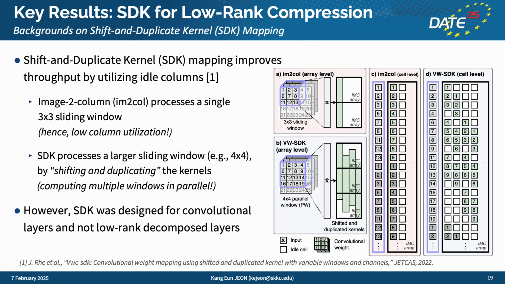SDK addresses such issue by processing a larger sliding window, in this case 4x4. It achieves this by appropriately shifting the kernel and duplicating them in the idle columns, effectively processing four 3x3 sliding windows in parallel. However, the problem here is that SDK was designed for convolutional layers, not low-rank decomposed layers. And the challenge is to transplant this technique to our low-rank setting.